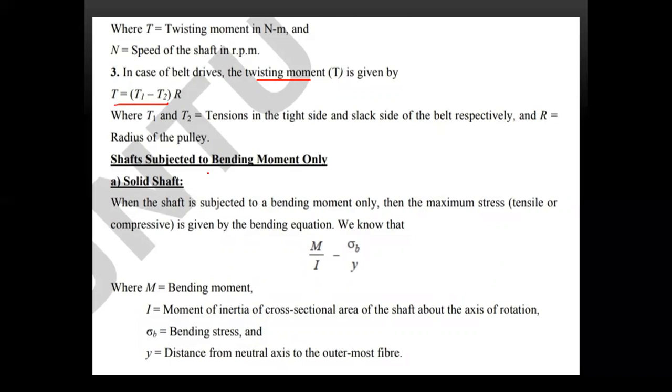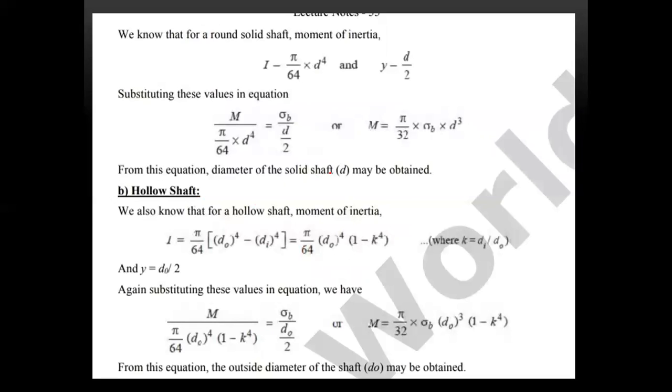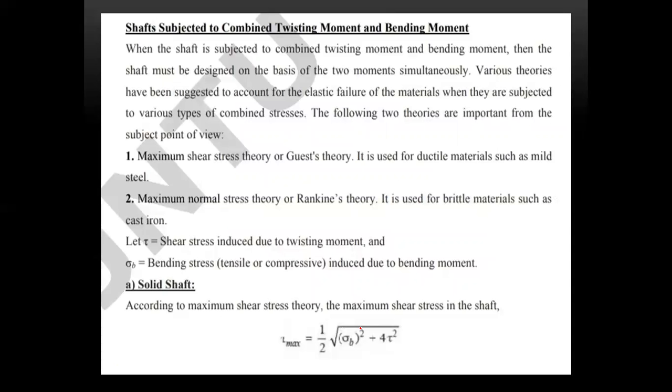Next, shaft subjected to bending moment only, solid shaft. Earlier we took the hollow shaft; here it is the solid shaft. For this, the bending equation is M by I is equal to sigma b by y, where M is the bending moment, I is the moment of inertia, sigma b is the bending stress, and y is the distance. Next, we know that for the solid shaft I is equal to pi by 64 into d to the power of 4. So like this, we can determine the diameter of the solid shaft. Next, coming to the hollow shaft, applying the formulas, we get the inside diameter and outside diameter.